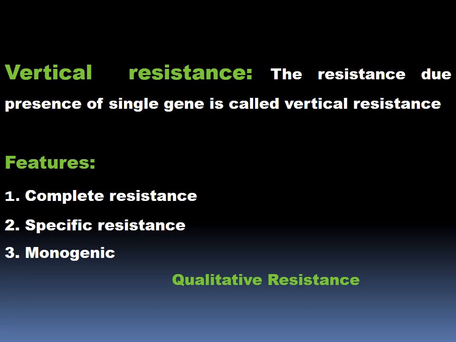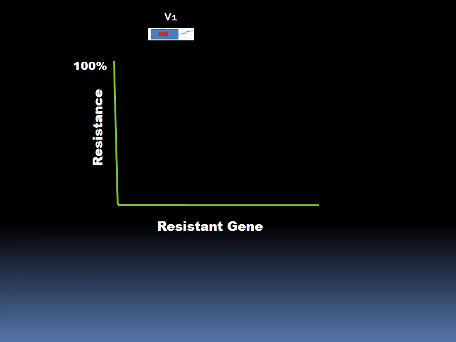Because this resistance is due to the presence of a single gene, in literature you can also find the word monogenic for the vertical resistance. And you can also find that this resistance is also known as qualitative resistance. Why is it a qualitative resistance? Because of its high quality, as it provides 100% protection against the pest. In coming slides, I am going to discuss how this resistance works in plants.